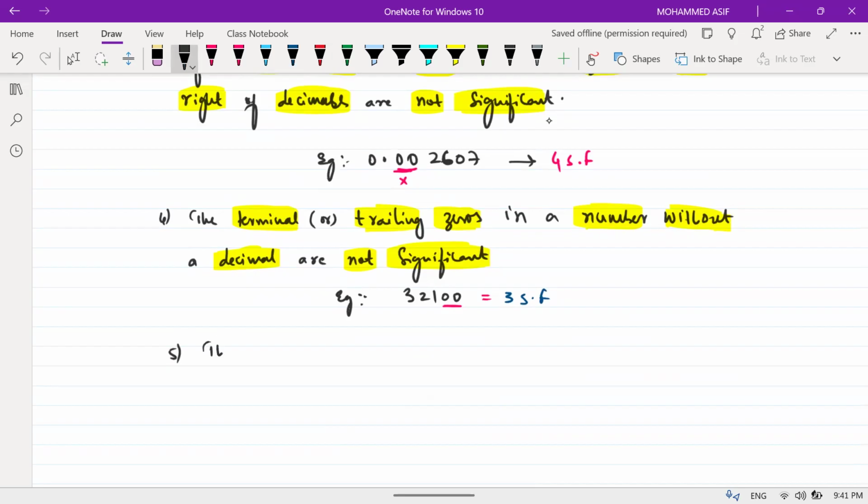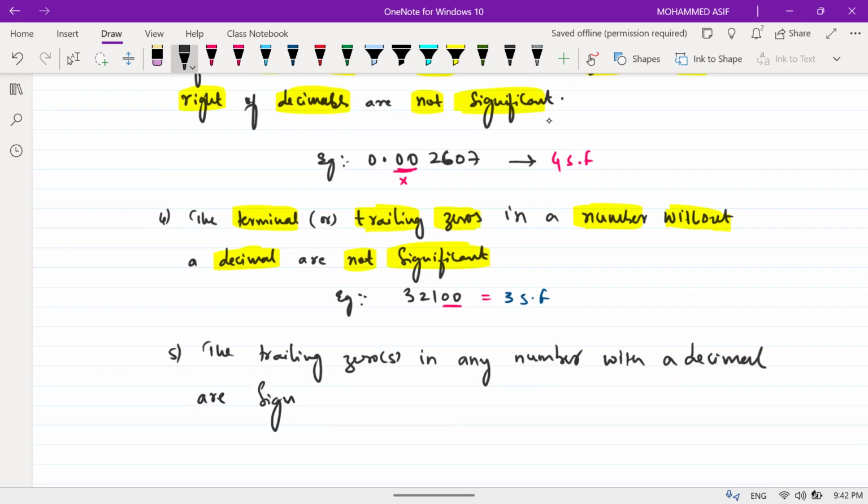Same condition again: the trailing zeros in any number with a decimal are significant. What do you mean by this? The trailing zeros, that means the last zeros in any number with a decimal. Now there is a decimal, so they are obviously significant.